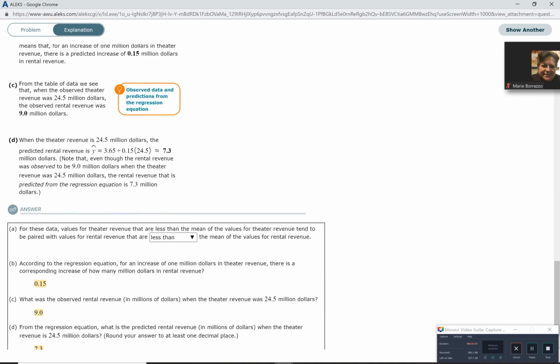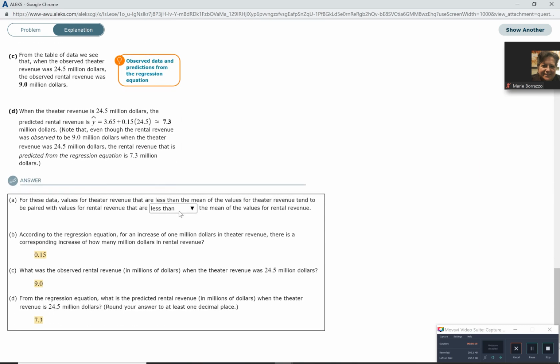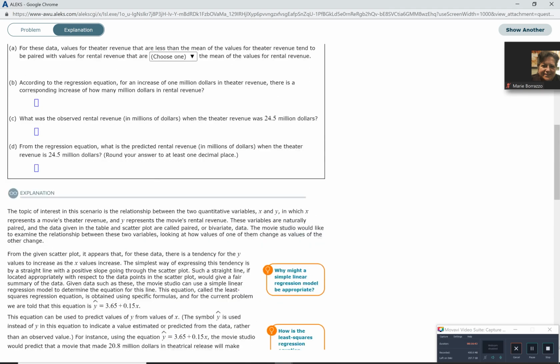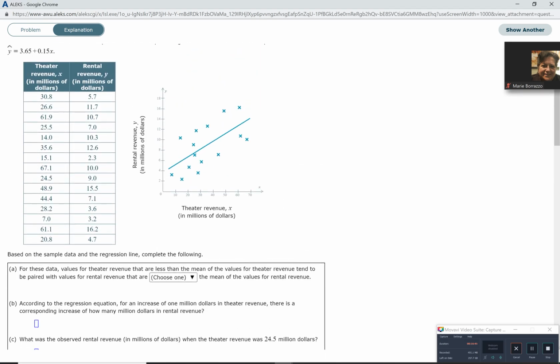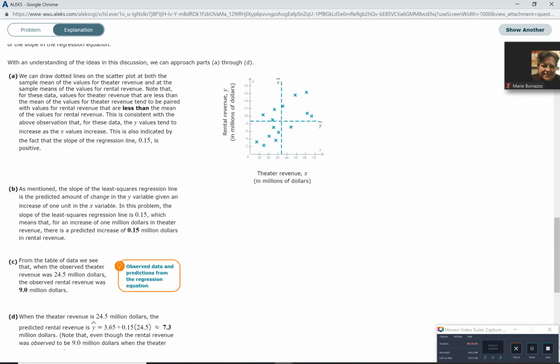So we start with part A. That was a drop-down menu, and I said that was less than. This is the 0.15 we obtained from the linear regression, which is right here. The observed, again, you go back to the chart and look up 24.5, and the observed rental revenue is 9.0 when the theater revenue is 24.5. Again, I went back to the chart for that. So I'm looking at 24.5 on the left-hand column, and I'm pairing it with the 9.0 for rental revenue.